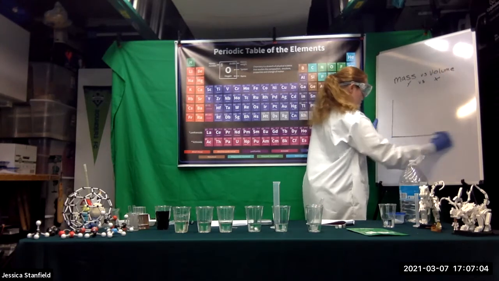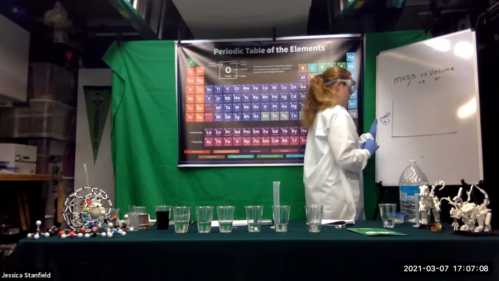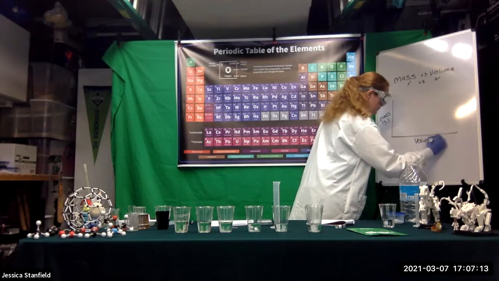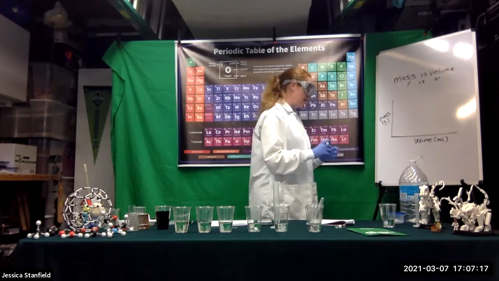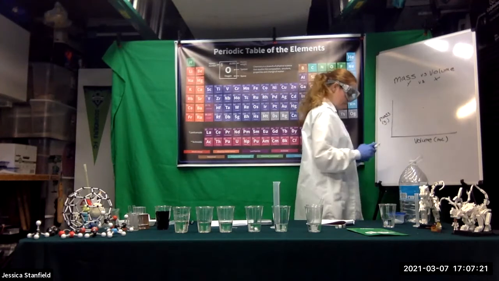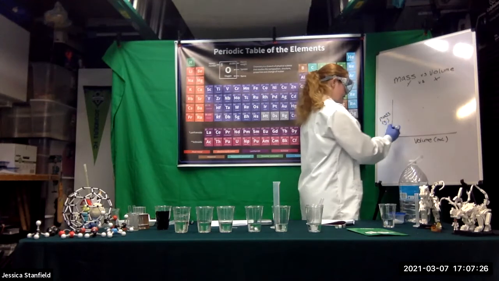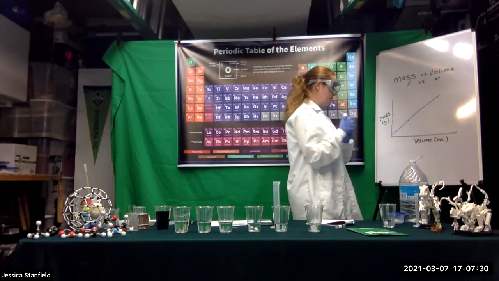All right, so my mass in grams will be on my Y-axis, and my volume in milliliters will be on my X-axis. And so I'll get points along the way. And then using my graphing software, I can get a line of best fit. It'll go through there, okay?